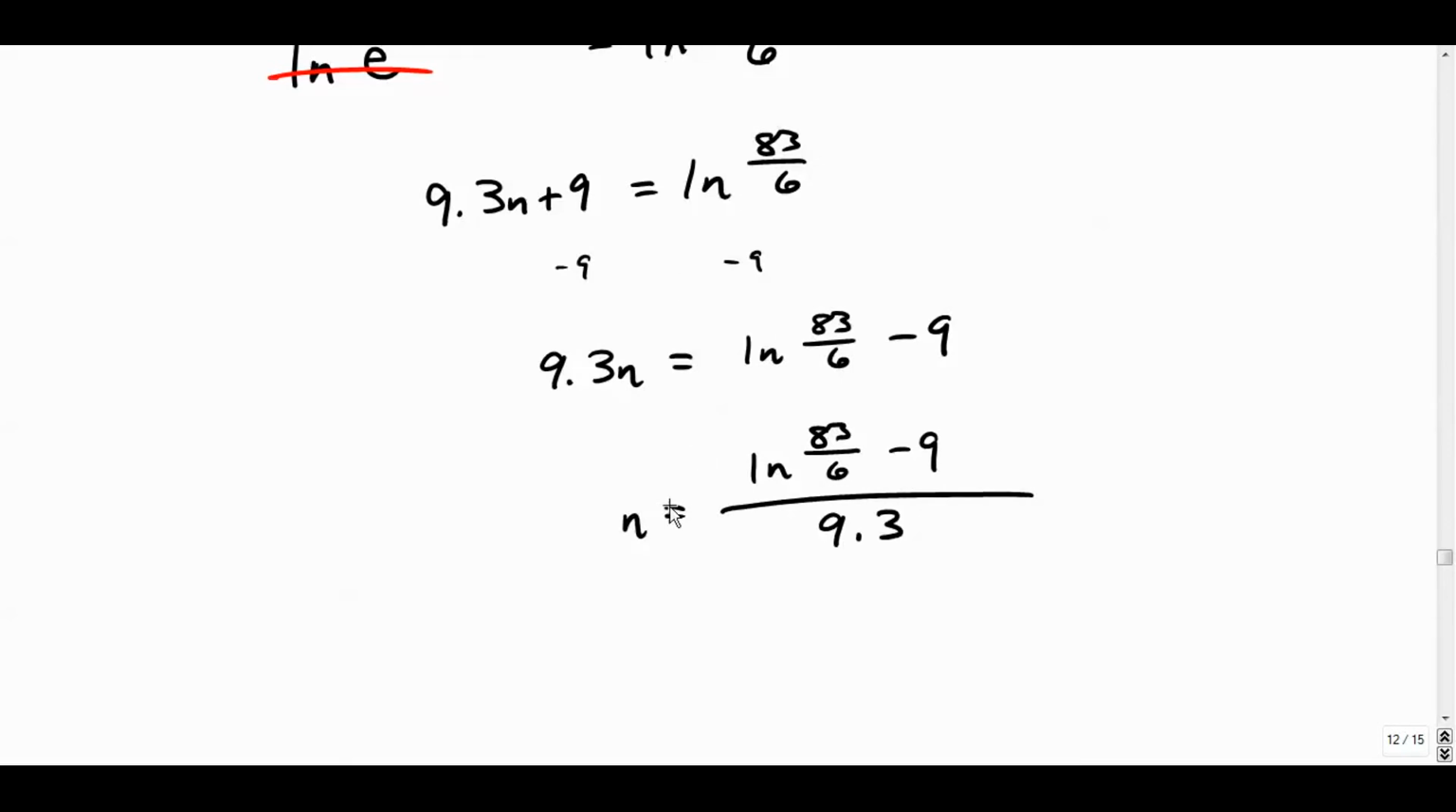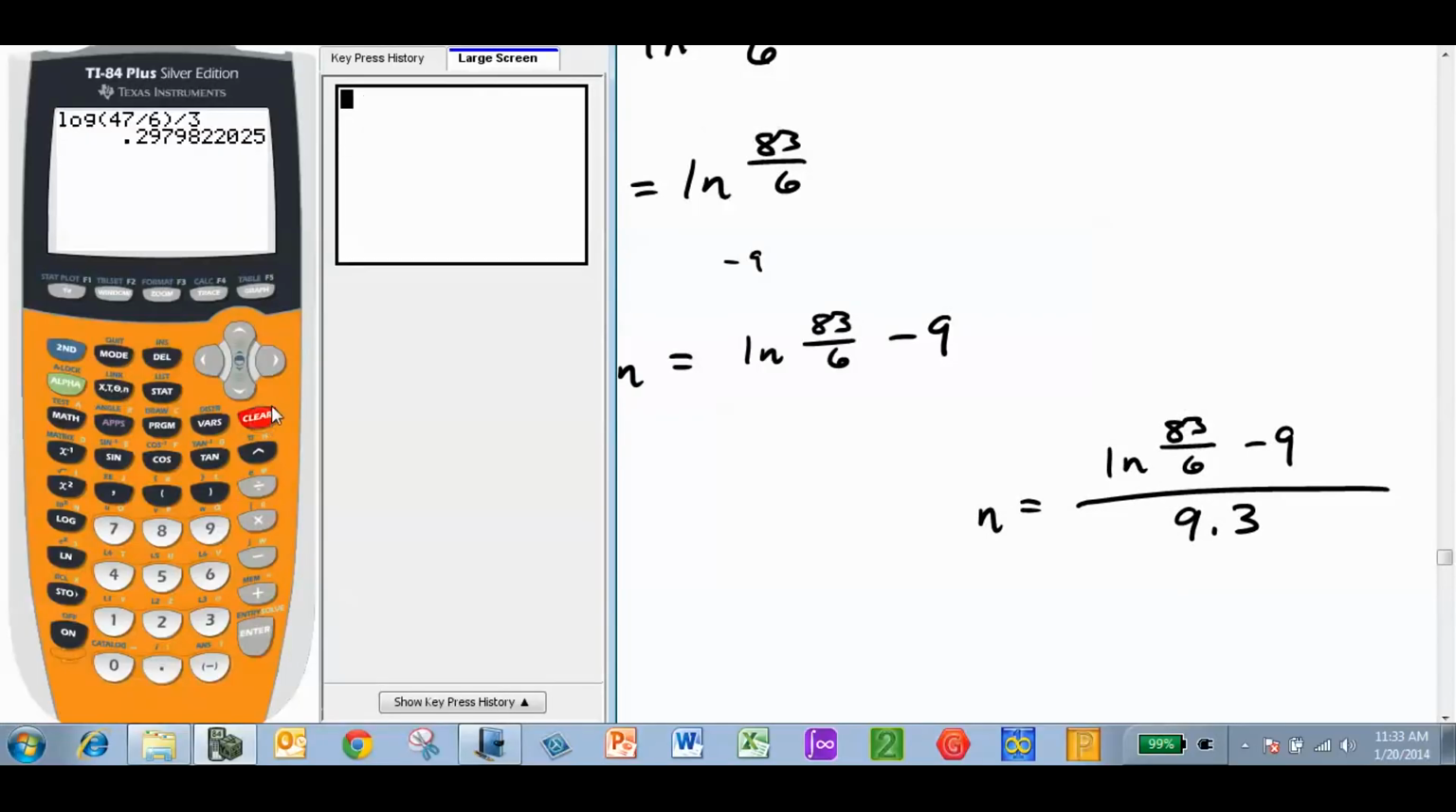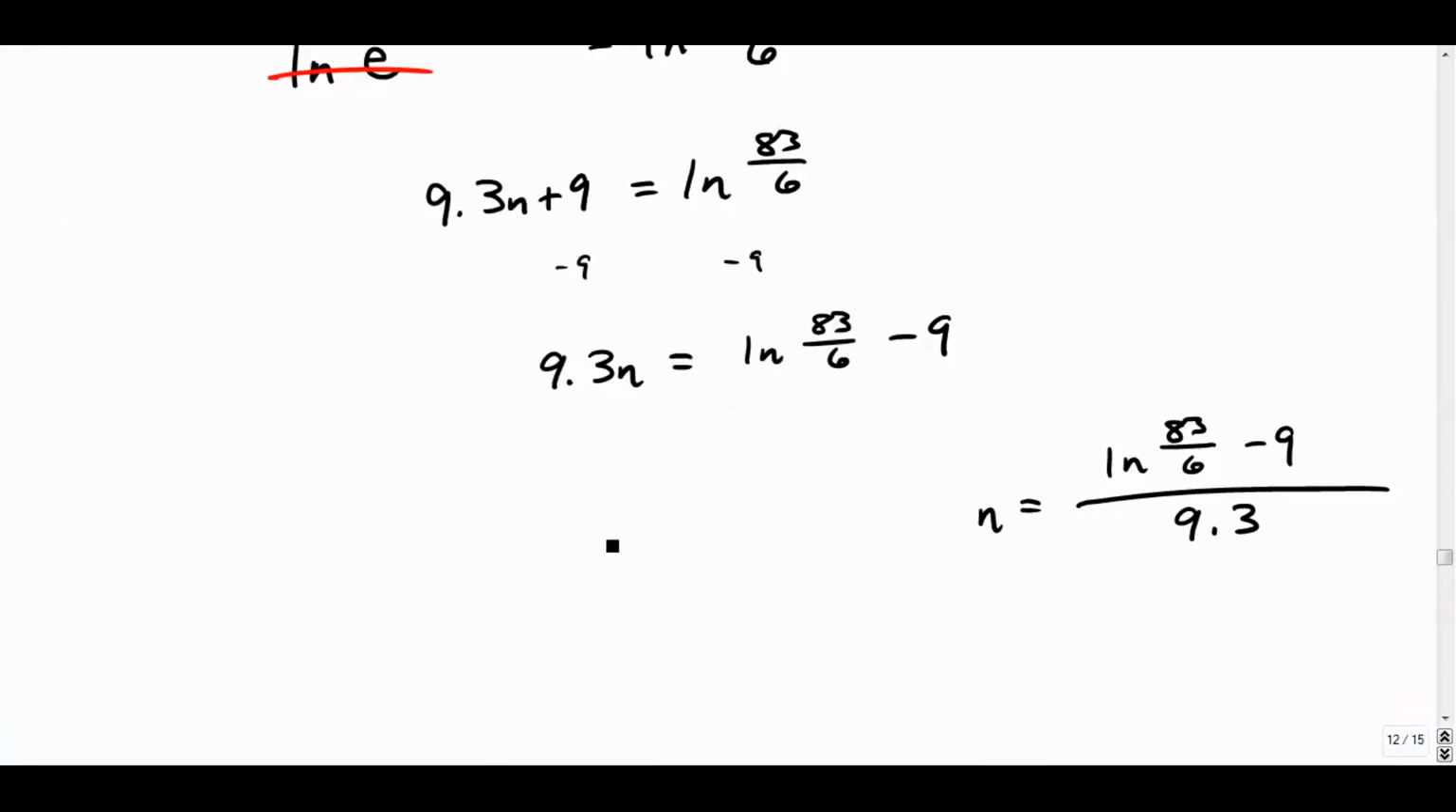Alright, it's calculator time. I'll take this thing over here and go to my calculator. So I have the natural log of 83 over 6, close parenthesis, minus 9, enter, divided by 9.3. I get negative 0.685. Negative 0.685. And I'm done.